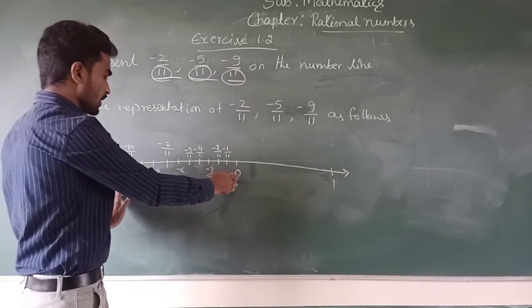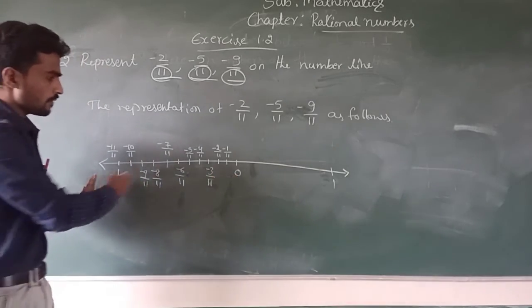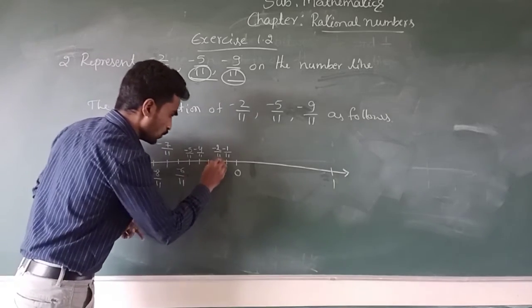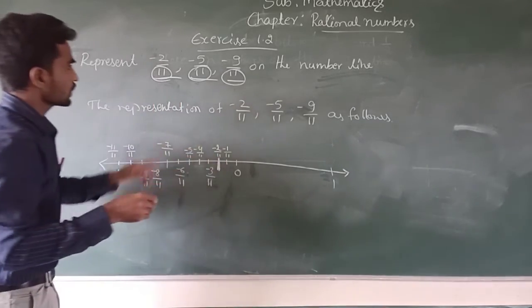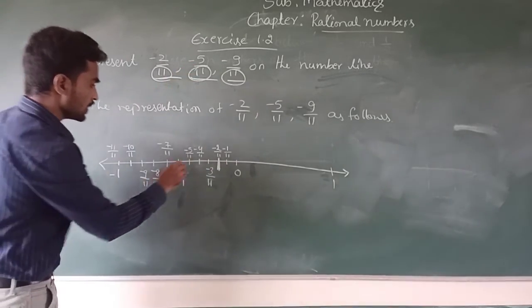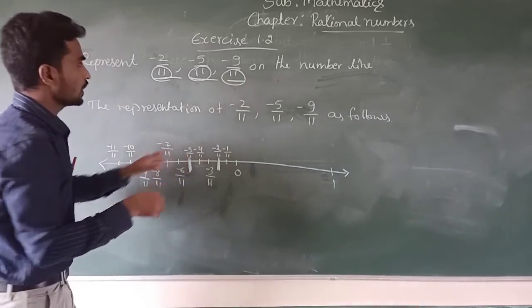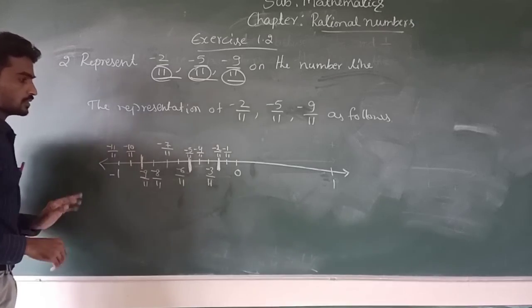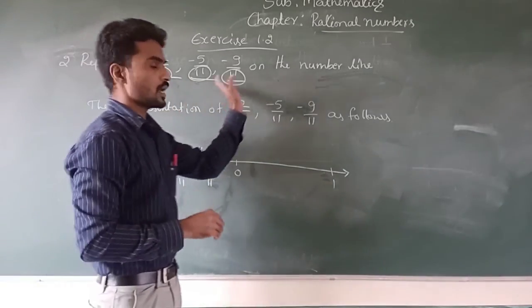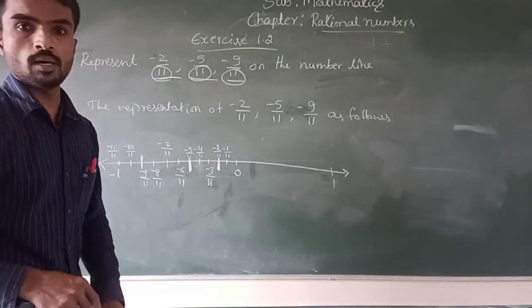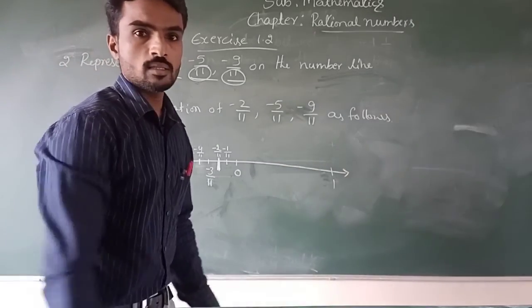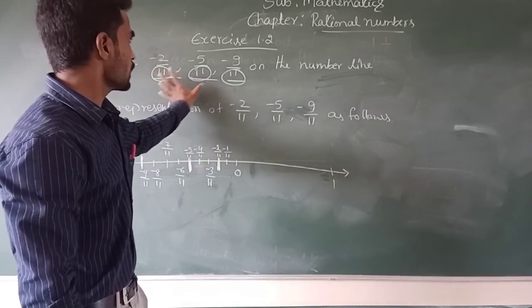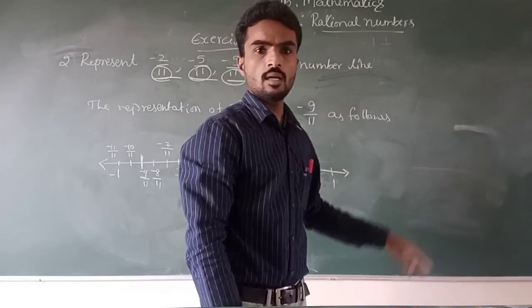In between 0 and minus 1 we can divide into 11 equal parts. In that we can represent minus 2 by 11, and also minus 5 by 11 is there, and also minus 9 by 11 is there. This is the representation of the rational numbers on the number line. In the next class we can solve rational numbers in between rational numbers.